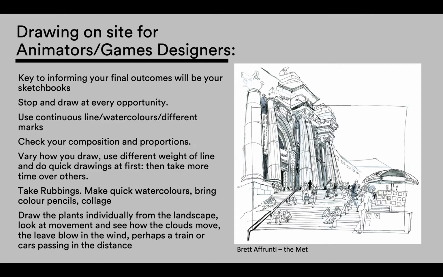Taking rubbings, making quick watercolors, bringing colored pencils, collage. Draw the plants individually from the landscape. Look at the movement and see how the clouds move. Are they fluffy clouds? Are they moving fast? They're not looking like they're moving at all. How the leaves blow in the wind, perhaps a train or cars passing in the distance. What does that actually look like? How do I draw and interpret movement?